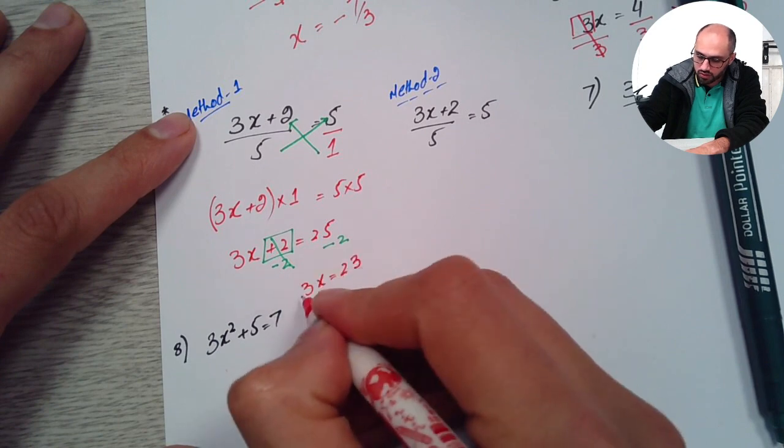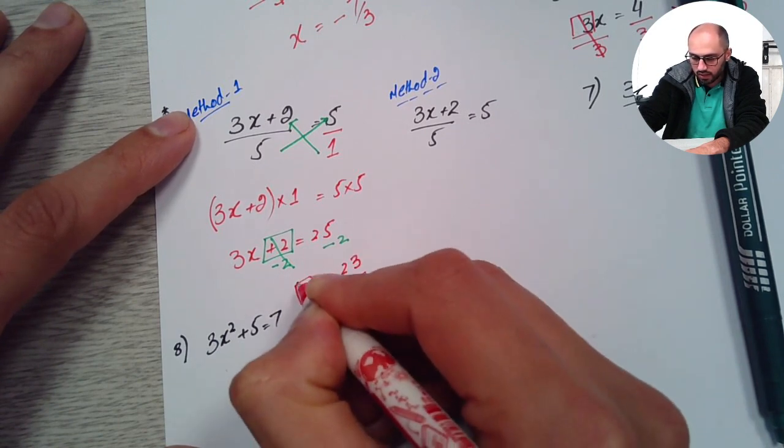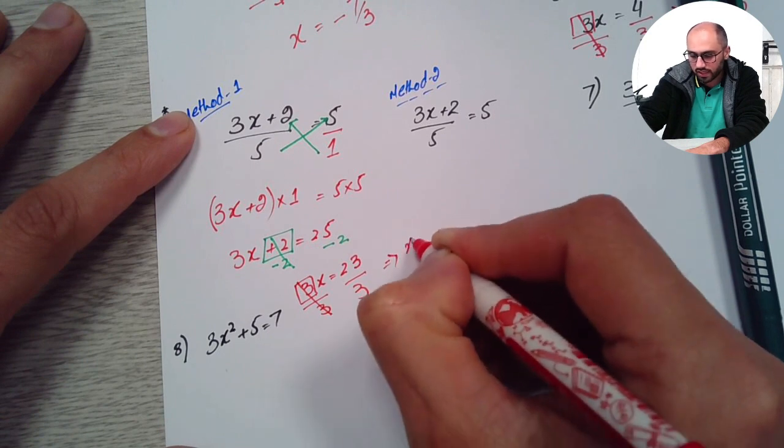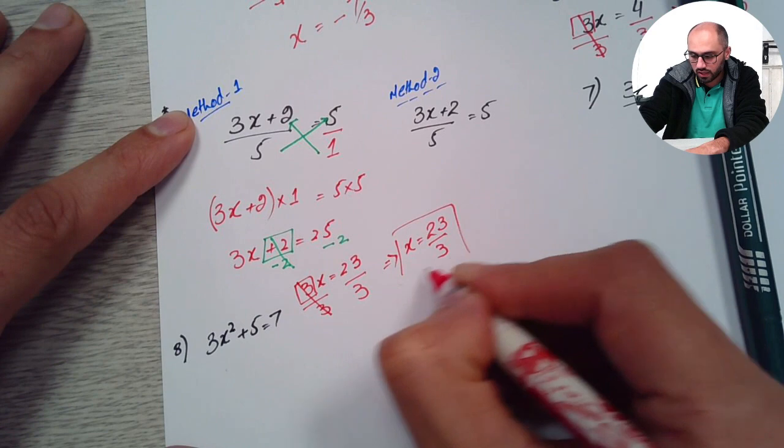Now to get it off this 3, I'll need to divide both sides by 3. These two are gone. Leaves me with x being equal to 23 over 3. And this is my answer.